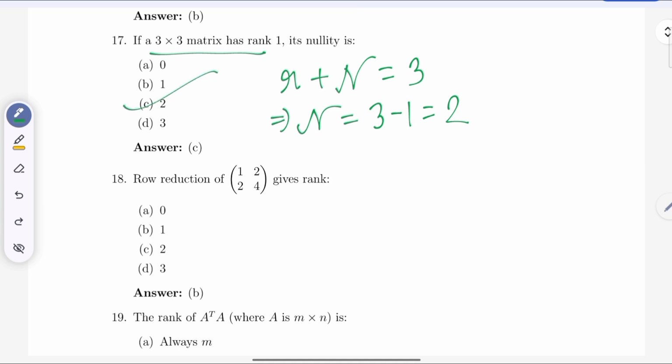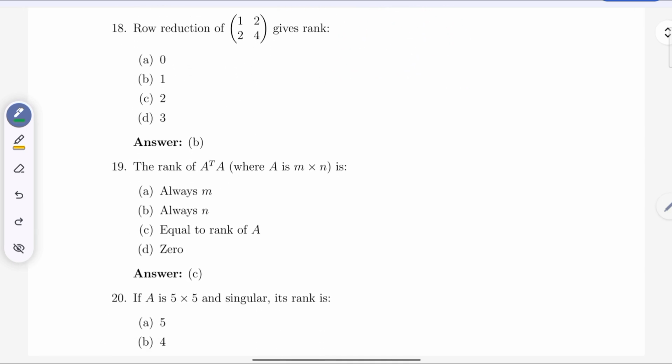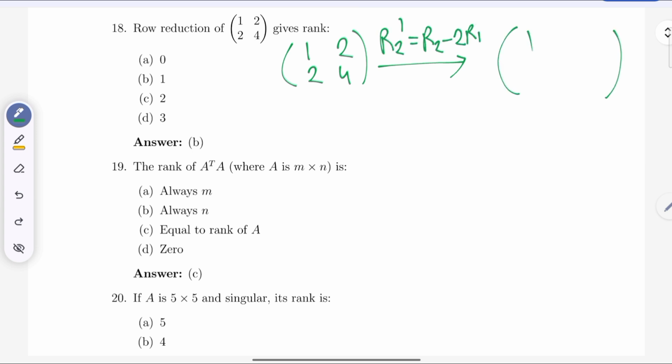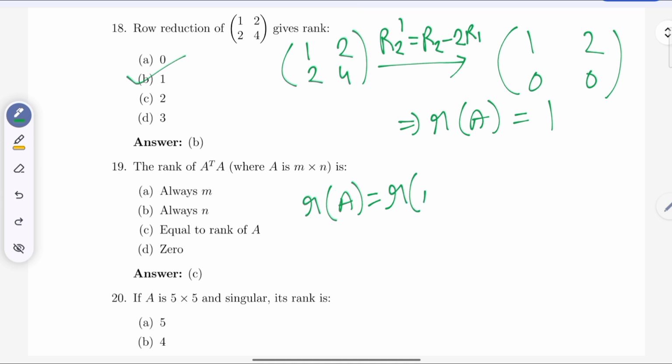Option C. Row reduction of this matrix gives the rank. So let us start row reduction. Let the rows be 1, 2 and 2, 4, then R2 will be R2 minus 2R1. Then 1, 2, and the next row will be 0, 0. So this is a row reduced echelon form with 1 non-zero row. So rank of A is 1. Next question, the rank of A transpose A where A is m by n. We know that rank A, rank of A transpose and rank of A transpose A are always the same. So option C is correct.